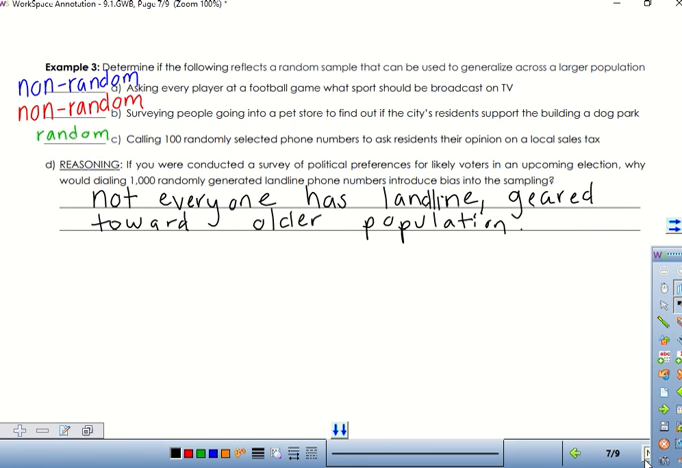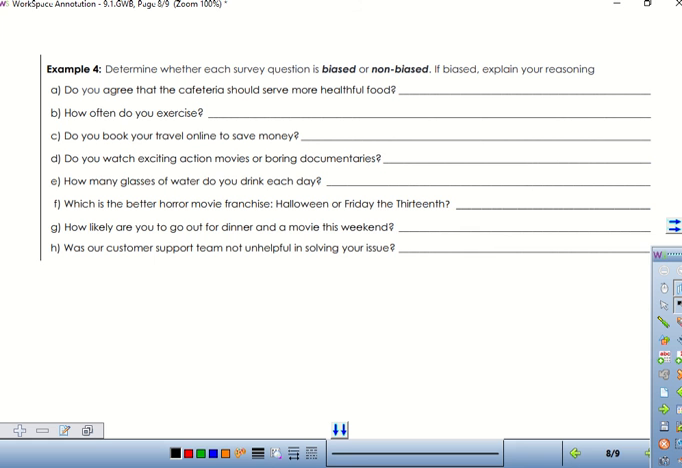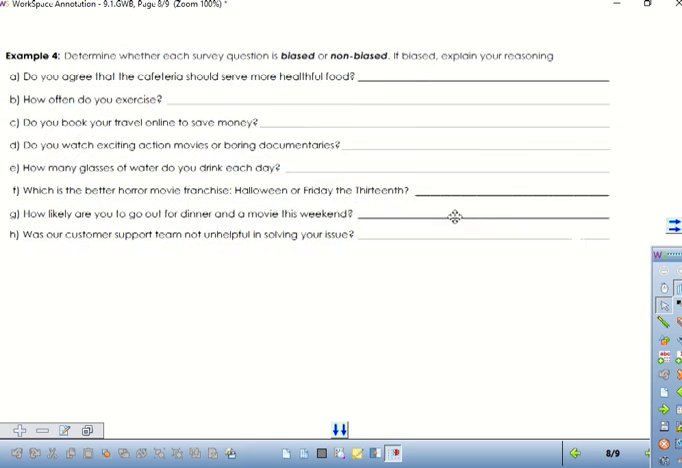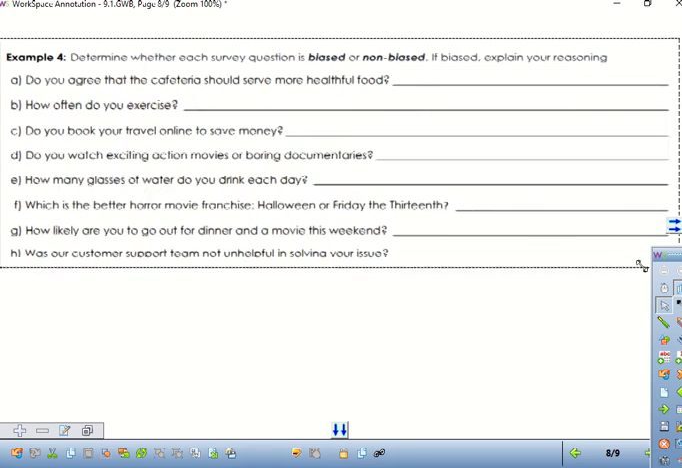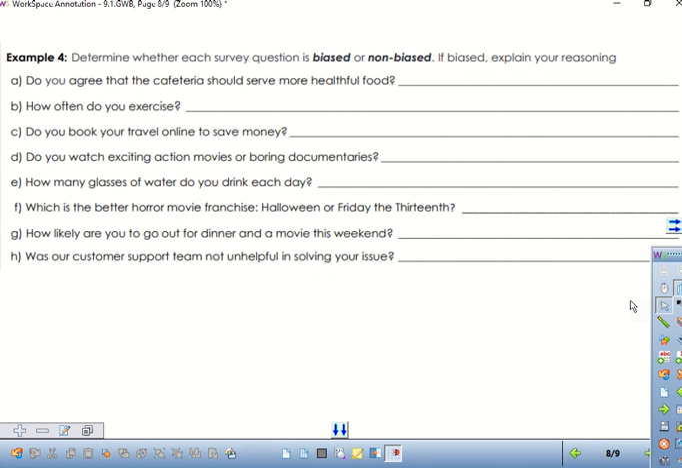All right, let's try the next page. Determine whether each is biased or unbiased. If biased, explain your reasoning. That little chart with the bullets on bias is going to be really helpful for you here. Okay, so let's talk about these situations.